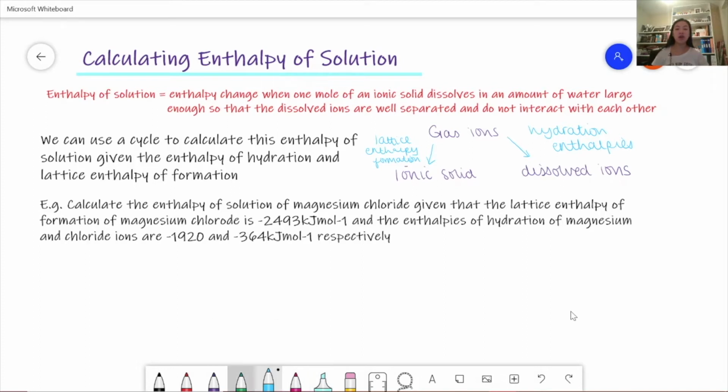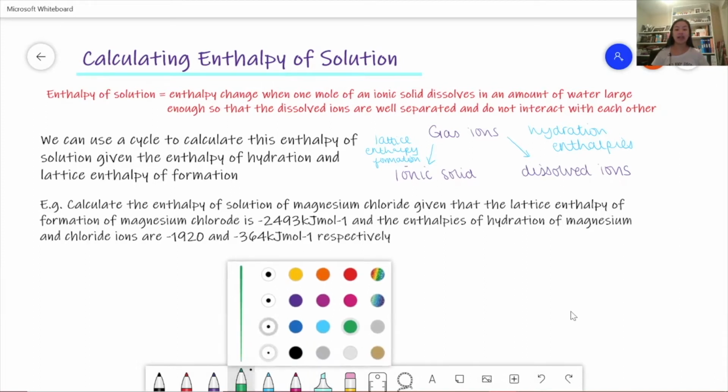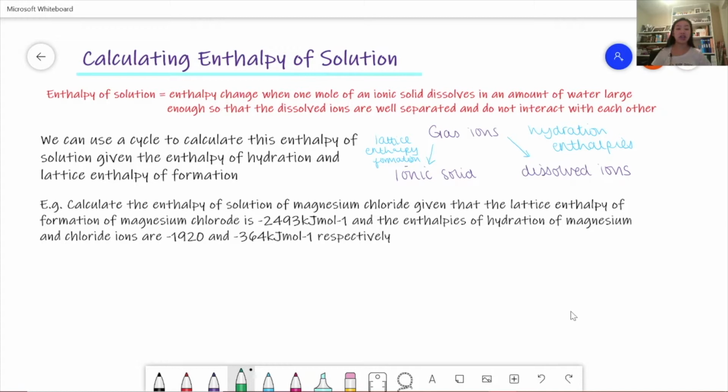And so then we can work out this ionic solid to dissolved ions. And this is what the enthalpy of solution is. So we're changing 1 mole of an ionic solid into its separated dissolved ions. And so this is the delta H of solution. This is how we write it. And so this is the kind of cycle that we get.